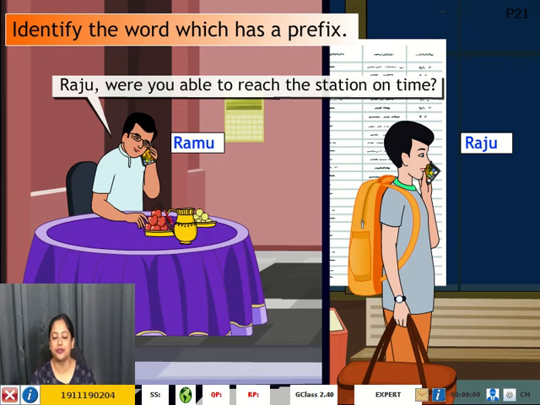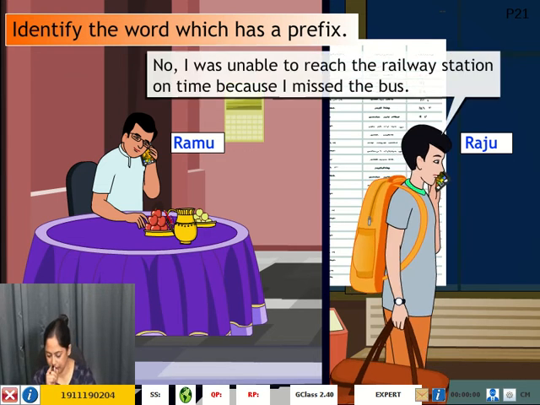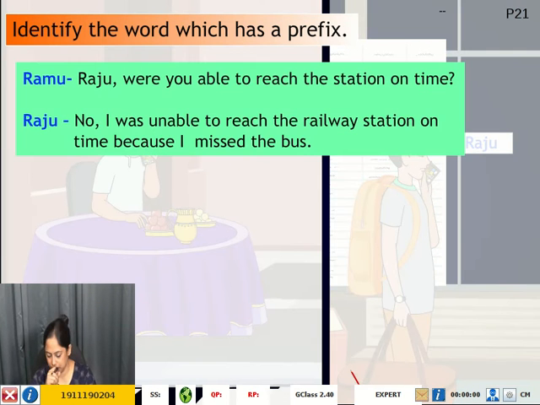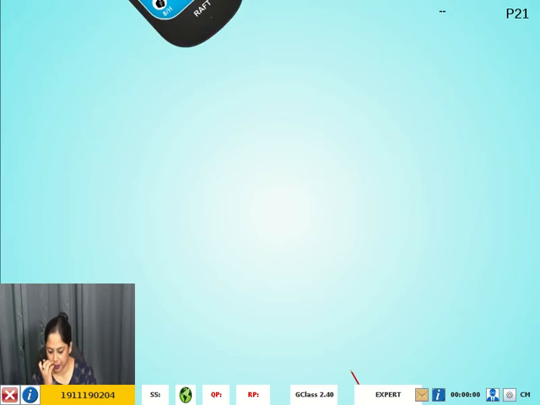Raju, were you able to reach the station on time? Excuse me. No, I was unable to reach the railway station on time because I missed the bus. Now, can you tell me, students, which is the prefix here? The prefix here is un. Yes, very good. And the word where we use the prefix is able. Unable. Very good. Okay.